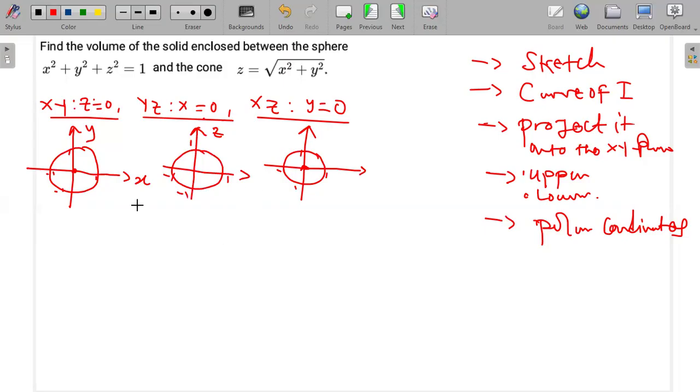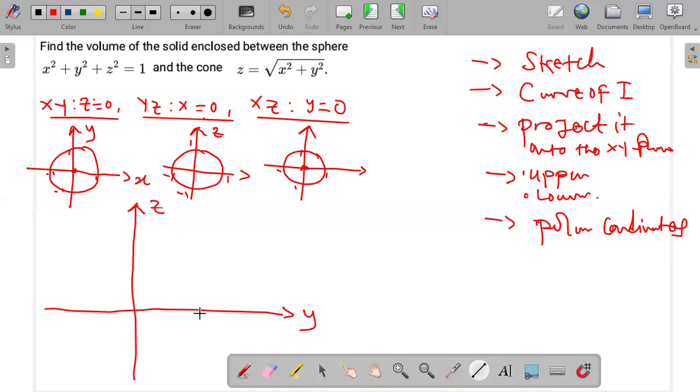So the sphere, we're going to draw it in a 3D coordinate system. This will be my Z, and this here will be my Y. And then I have to draw my X. Let me get some straight line. So this will be my X here. Once I have my X, my Y, my Z, I can sketch this sphere. So this sphere is just passing through 1 on each axis.